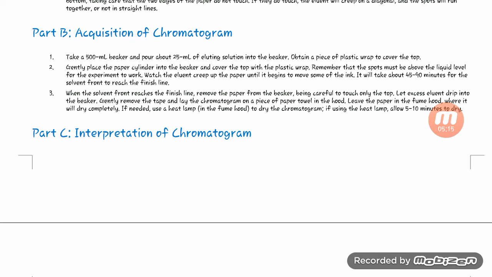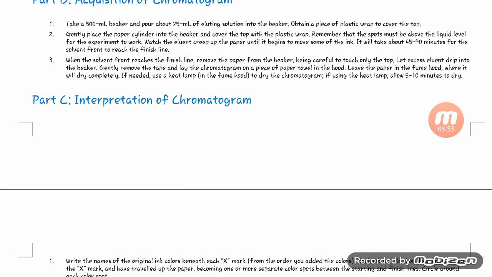For the experiment to work, watch the eluent creep up the paper until it begins to move some of the ink. It will take about 45 to 90 minutes for the solvent front to reach the finish line. When the solvent front reaches the finish line, remove the paper from the beaker, being careful to touch only the top. Let excess eluent drip into the beaker. Gently remove the tape and lay the chromatogram on a piece of towel in the hood. Leave the paper in the fume hood until it dries completely.